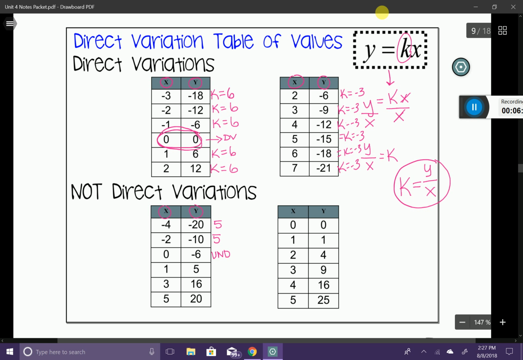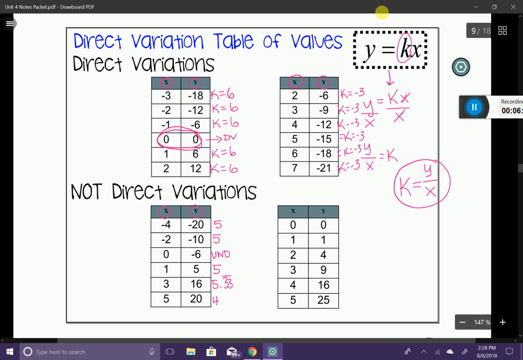5 divided by 1 is 5. 16 divided by 3. Yikes, that's a decimal. That's actually going to be 5.33 repeated. And then 20 divided by 5 is 4. As you can see here, my constants of variation are all over the place, and therefore making this not even close to a direct variation.